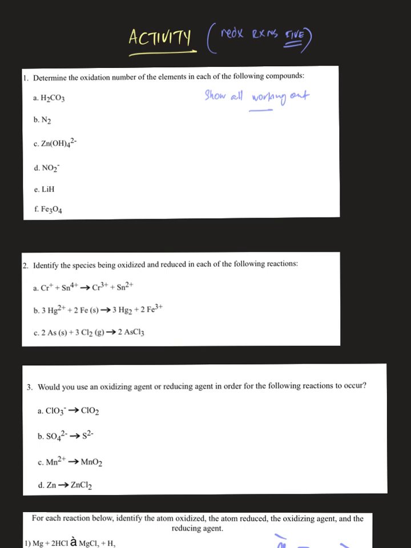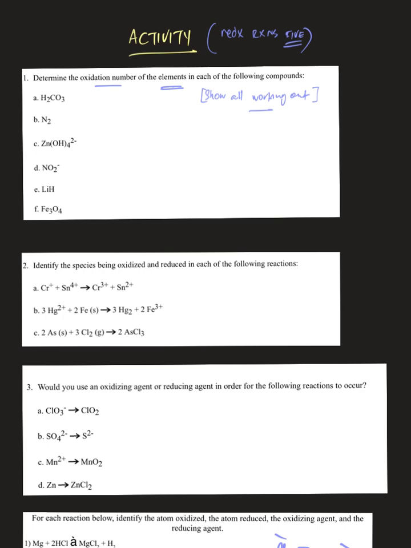So the first question says, determine the oxidation number of the elements in each of the following compounds. You need to show all working out, because I know that ions will have the charge of ions and compounds will have 0. I don't want to know that. I want the oxidation number of each of the atoms in each of those. So that's the first thing that you're going to have to do.